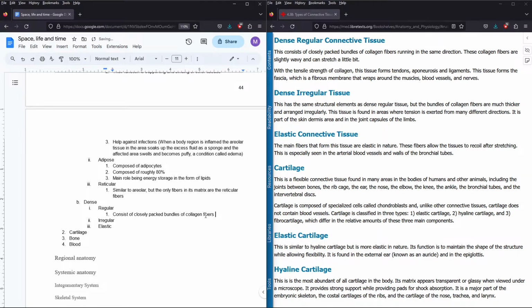Also probably sounds important. Hi Detefta! Hi! Welcome! Running in the same direction. These collagen fibers aren't that wavy. Hi to the Ali too!